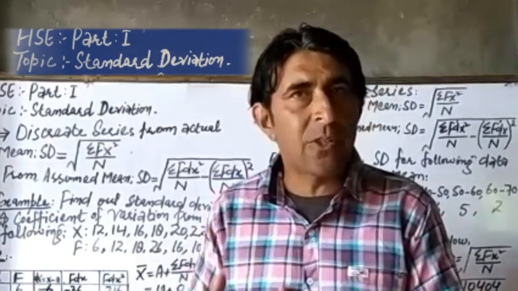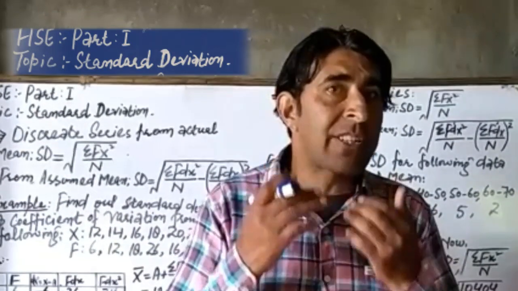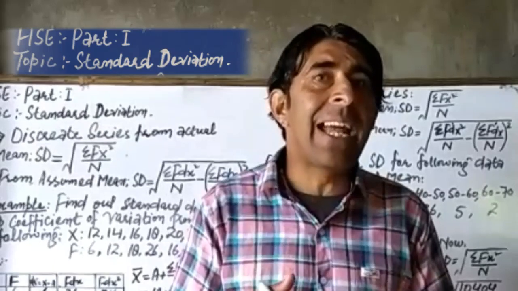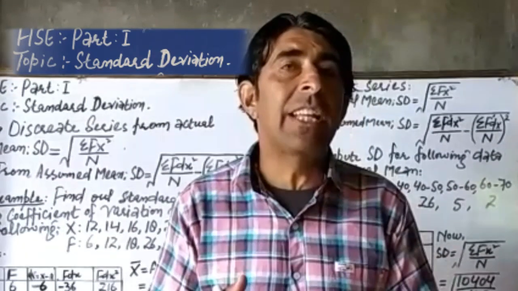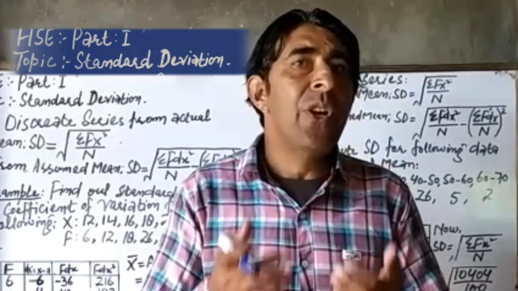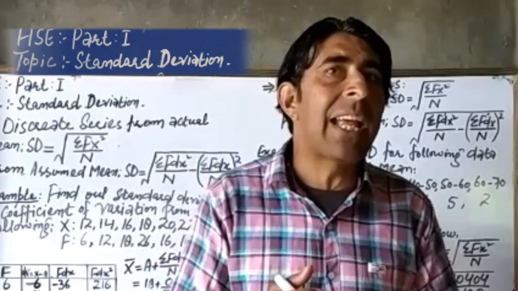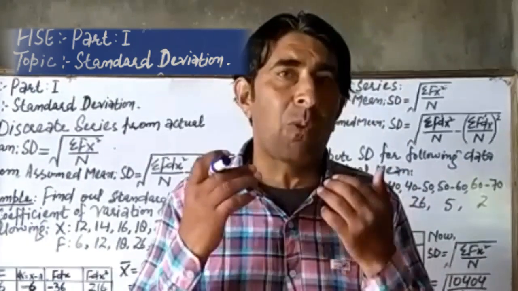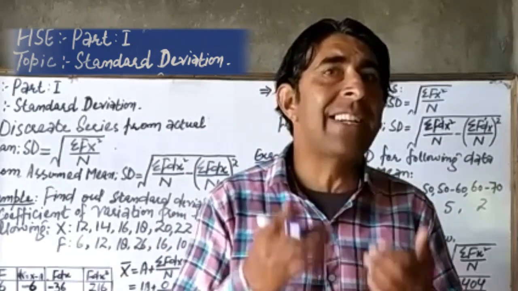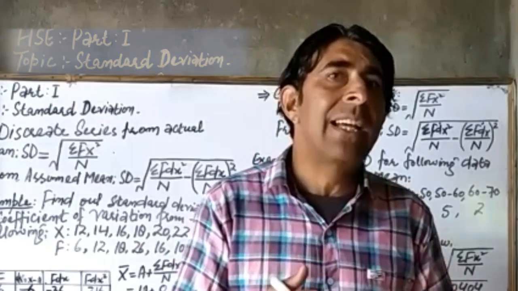Today's topic is standard deviation. This topic pertains to HSC part first. In the previous lecture, we discussed the meaning and computation of standard deviation in the individual series by the shortcut and direct method. Today, we are going to calculate the standard deviation, or you can say how the standard deviation is calculated in discrete and continuous series. We have examples for both the series. Let us start now.